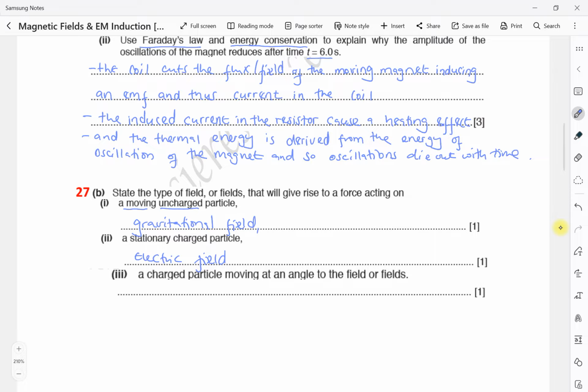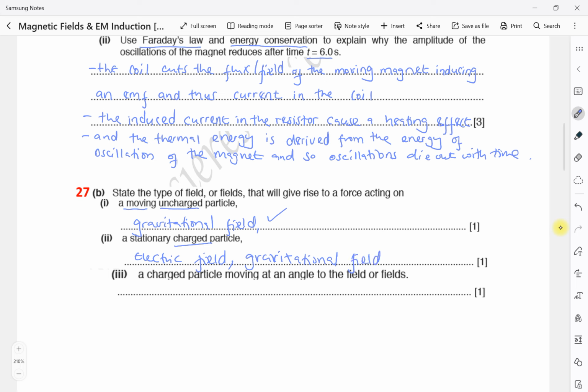So state the type of field or fields that will give rise to a force acting on a moving uncharged particle. If it's uncharged, it is only the gravitational field. A stationary charged particle: because the particle is charged, there's an electric field, but it also has mass, so there's also a gravitational field, because it has mass.